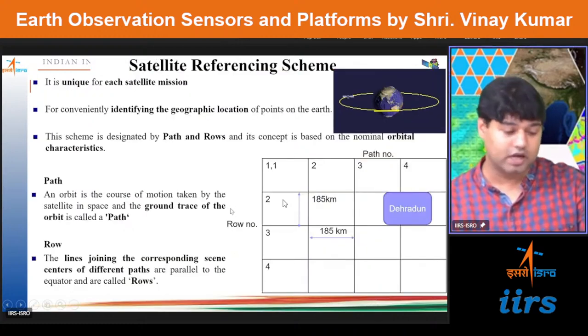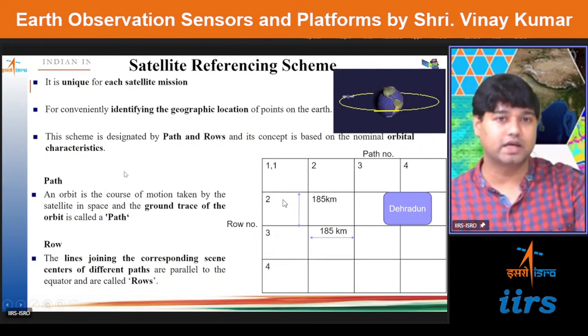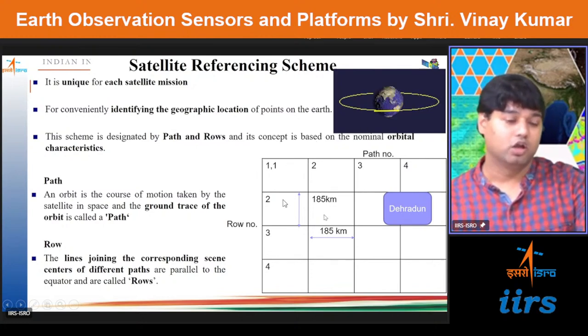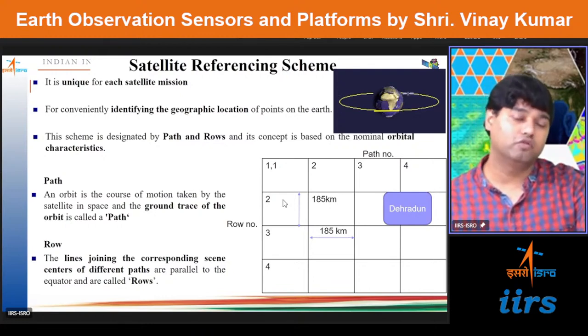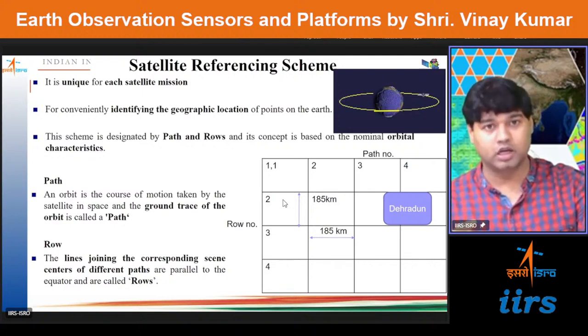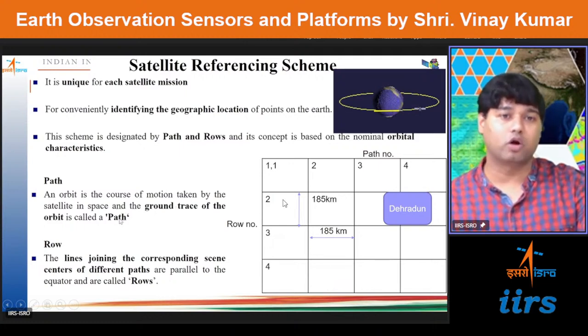Now you have to understand that normally for different satellites the referencing scheme is different. It is unique for each satellite mission. Normally, whatever data acquisition is happening, it happens on a continuous basis. Now what we have to do is divide that particular acquired data along the path into certain scenes or frames. An orbit is the course of motion taken by the satellite in space, and the ground trace of the orbit is called the path. So this is suppose the path.